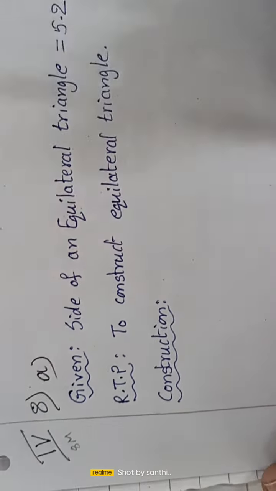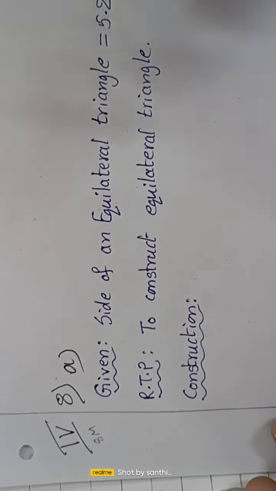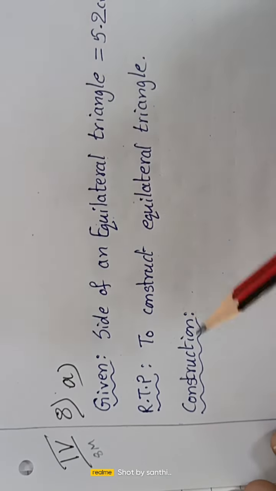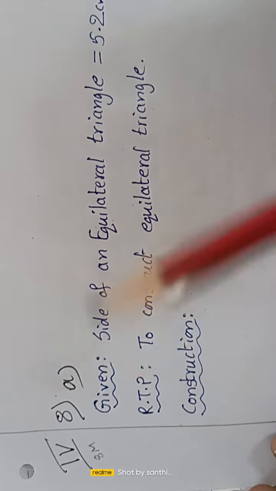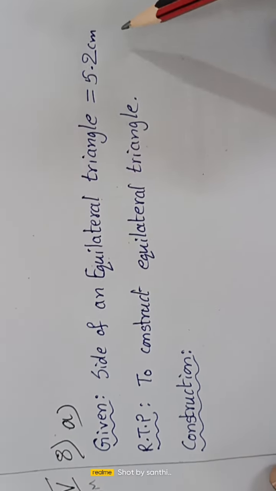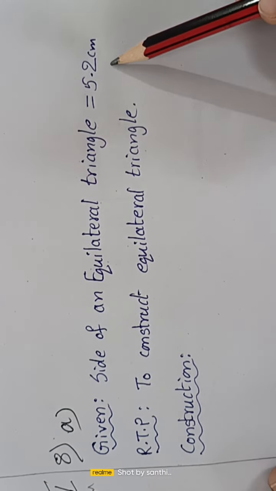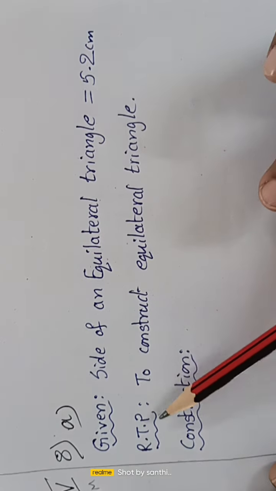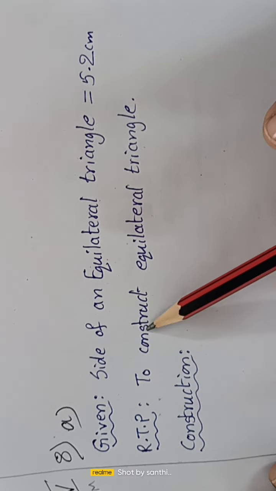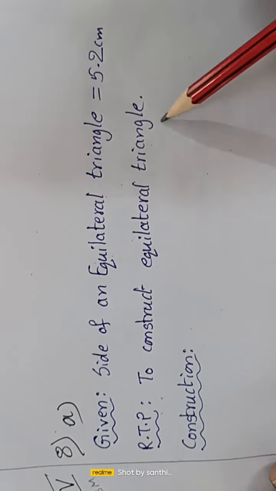In the fourth Roman, which is the 8 marks question, you have internal choice. First is A. They ask to construct an equilateral triangle with side 5.2 centimeters. First, the given part you have to write. Next, required to prove. What we are going to do? To construct an equilateral triangle.